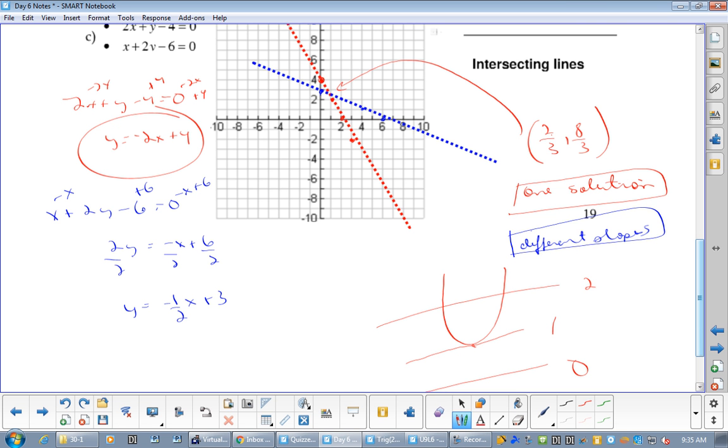See the other two, what were common with them? The other two scenarios, what was common? Same slopes. If the same slope, same y-intercept, infinite. Same slope, different y-intercept, parallel. So no solutions. Okay?